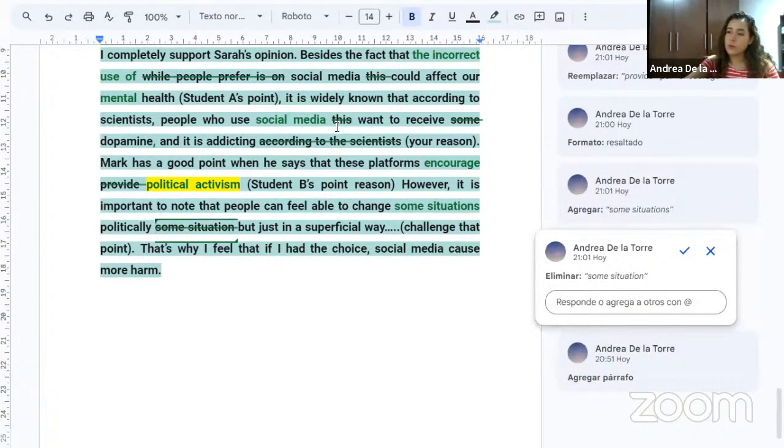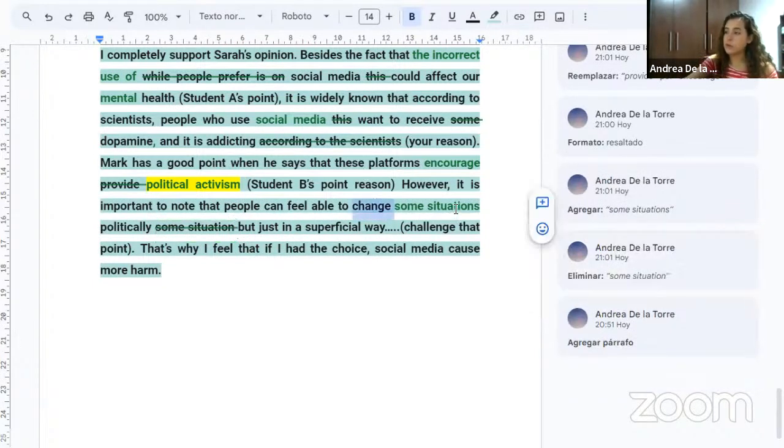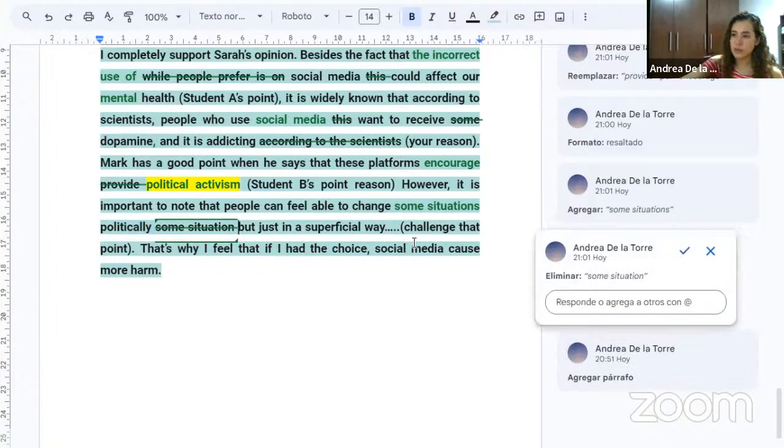Cuando utilizamos un verbo que necesita un objeto, to change something, to change a situation, y luego utilizamos un adverbio, el adverbio siempre va al final. To change some situations politically, ¿no? To do something well. To live, let's say, to give opportunities surprisingly, digamos, pero siempre al final. Bien, to change some situations politically, but just in a superficial way.